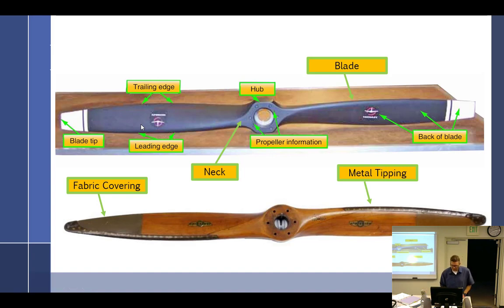Blade tip. Leading edge. Leading edge is obviously the part that goes forward. That is the roundy end, not the very sharp trailing edge. You'll notice here on this particular wood prop, they have fabric. They put fabric over it, and then metal tipping. The metal tipping is so that debris doesn't damage the prop during takeoff, taxiing, and landing.